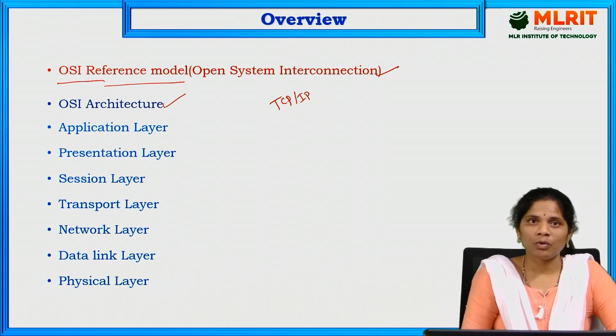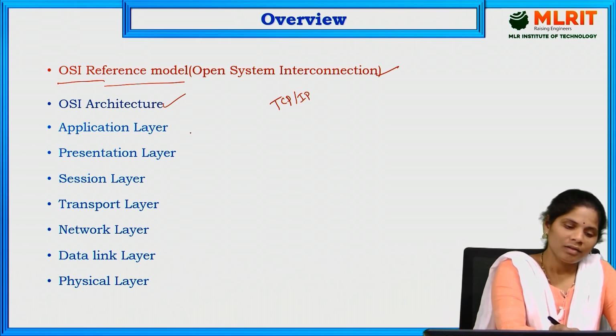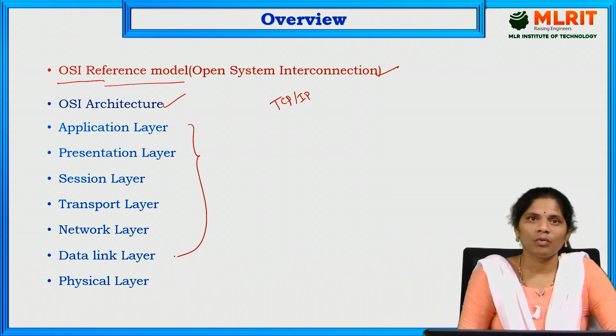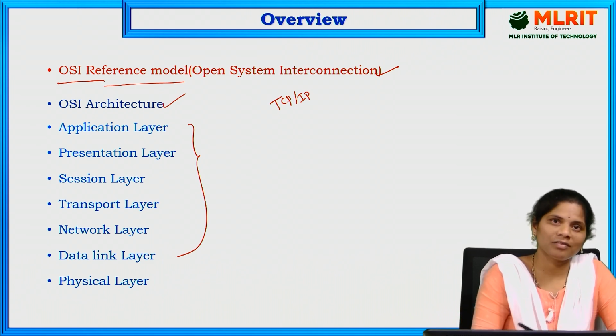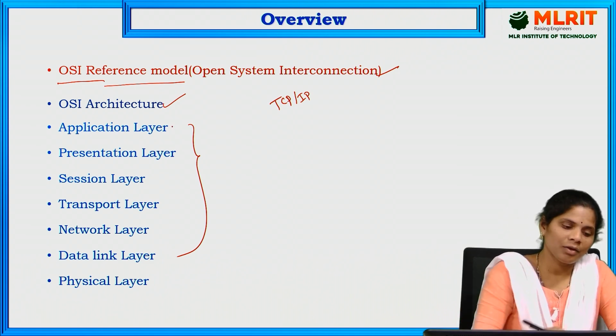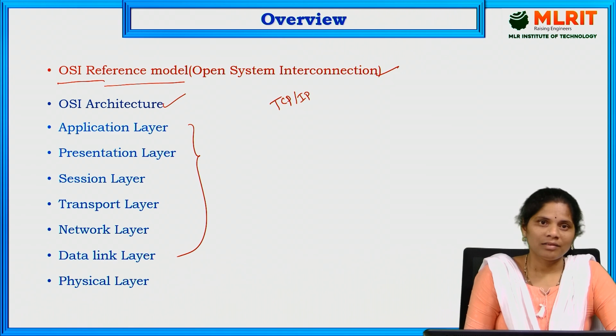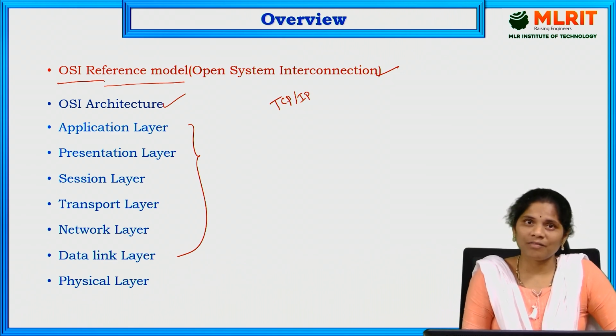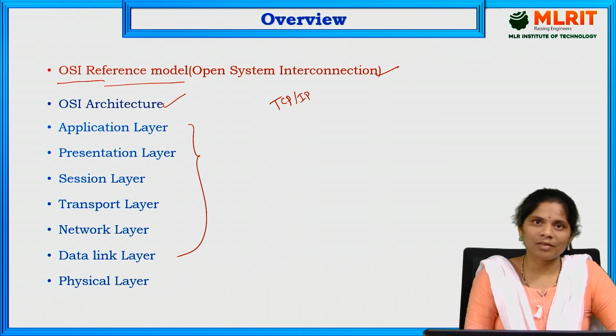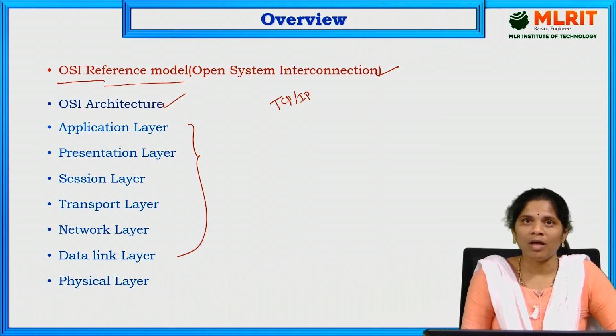And then we are going to discuss the 7 layers we use in the OSI reference model, and each layer's functionality. Those are the application layer, presentation layer, session layer, transport layer, network layer, data link layer, and physical layer. These are all 7 layers. We are going to discuss the functionality of each and every layer, and also the services provided by each layer in the OSI reference model. All of this we are going to discuss in today's session.